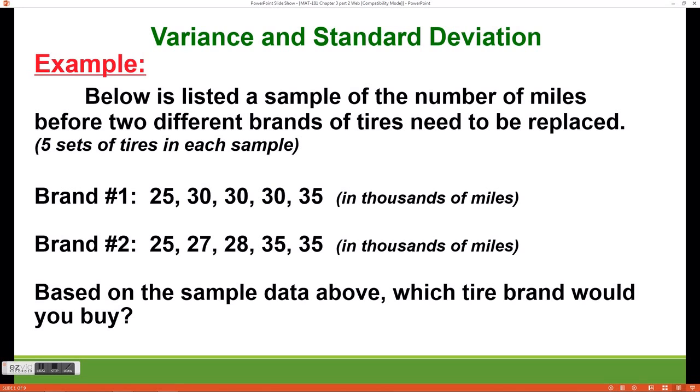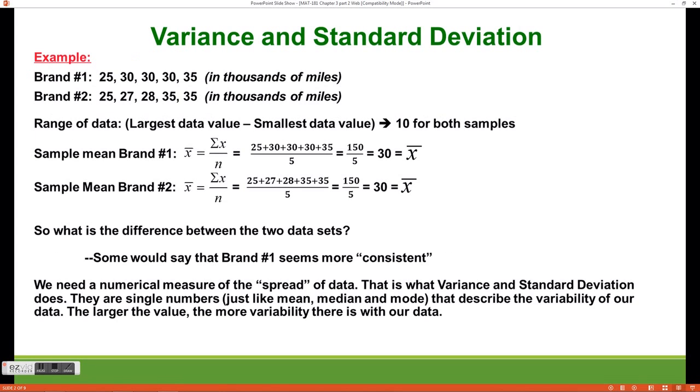On your screen you see a sample of 5 sets of tires from each brand. We have listed the amount of miles in thousands that each set of tires lasted before needing to be replaced. Taking a look at this data, and assuming that the prices of the tires are the same, do you have any preference on which tire brand you would prefer to purchase? In order to make an informed decision, we should probably look a little deeper into the data.